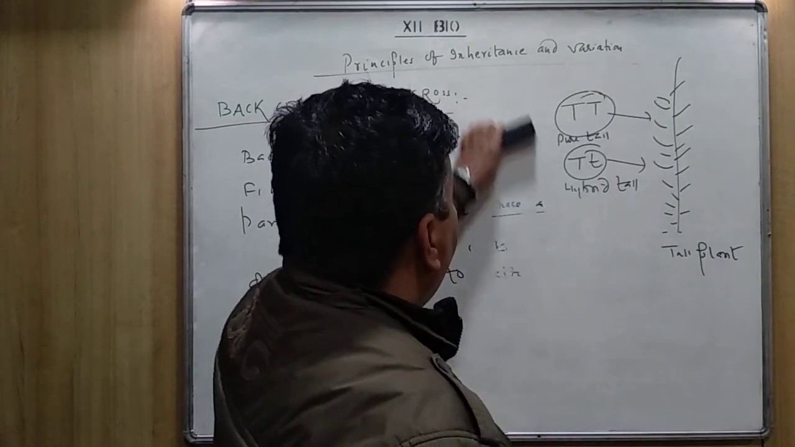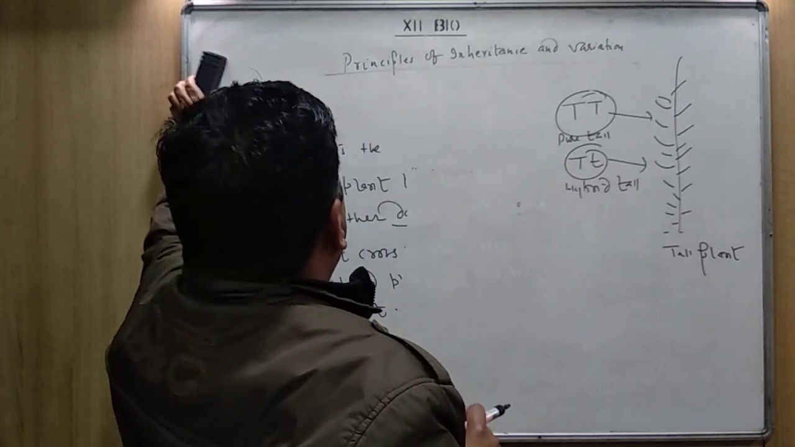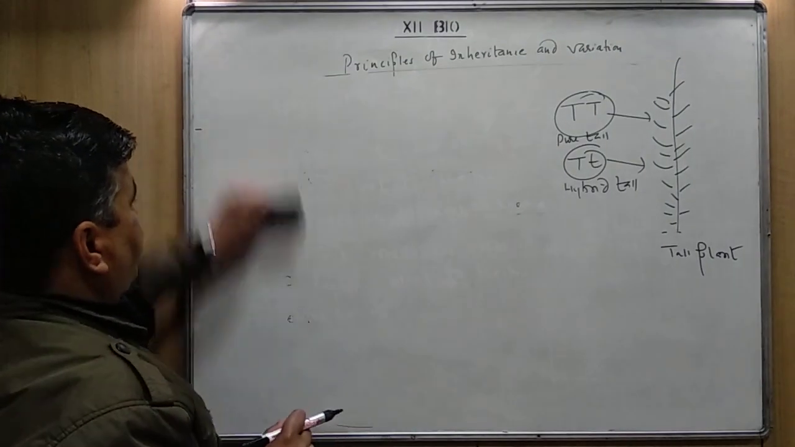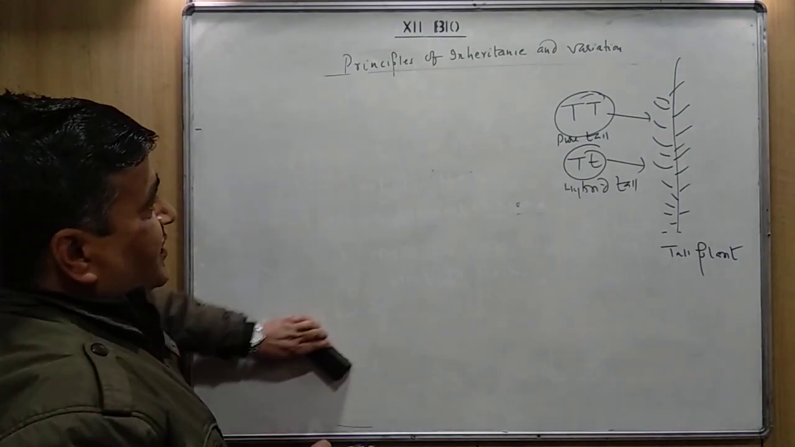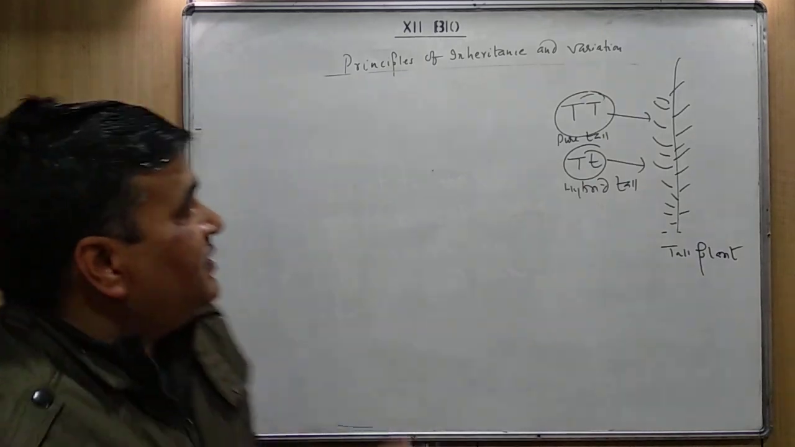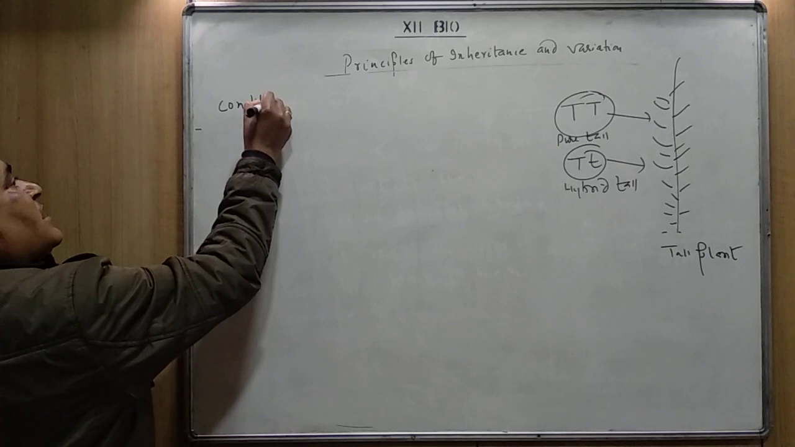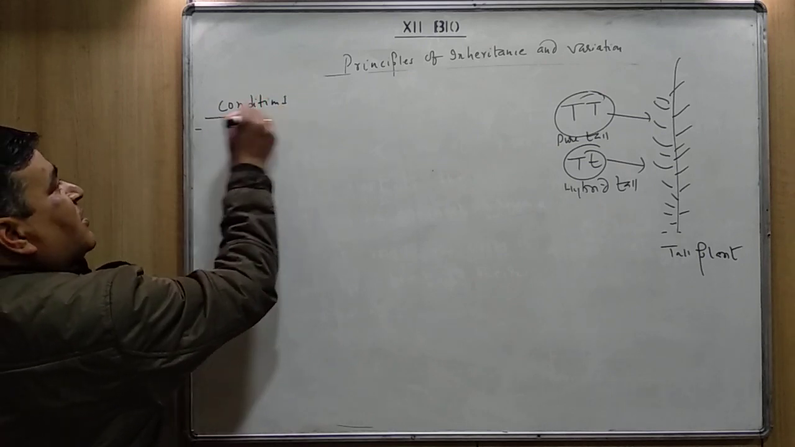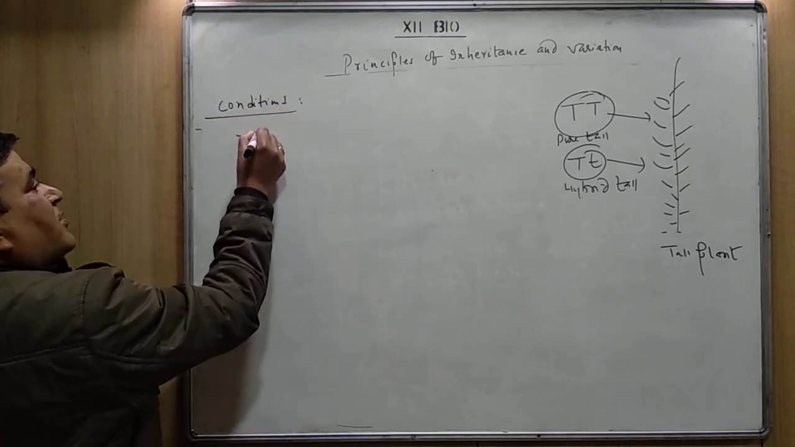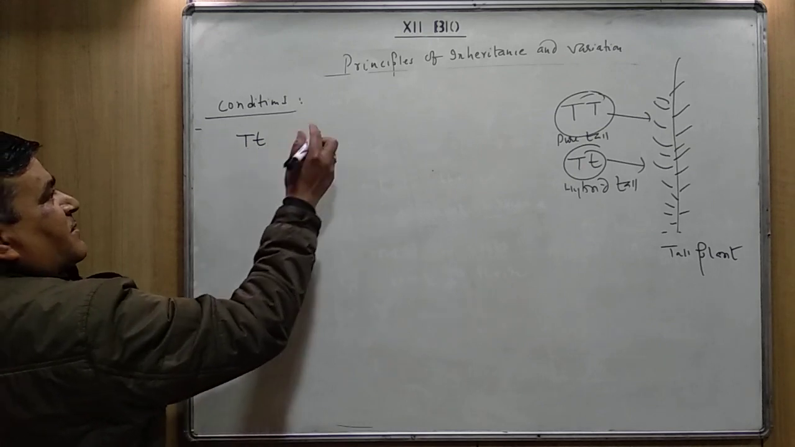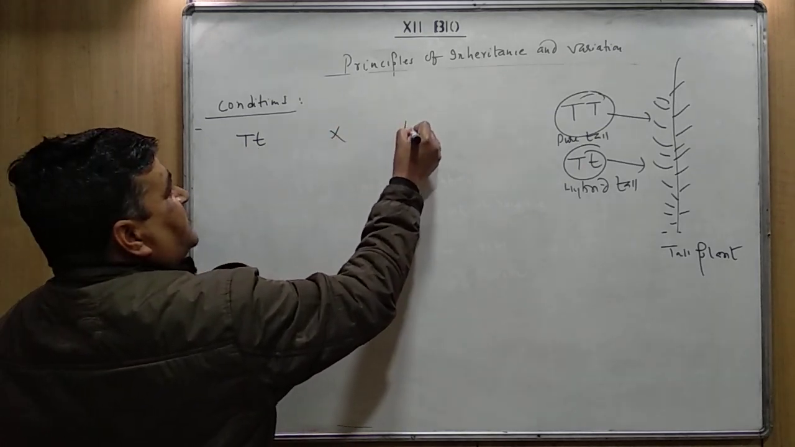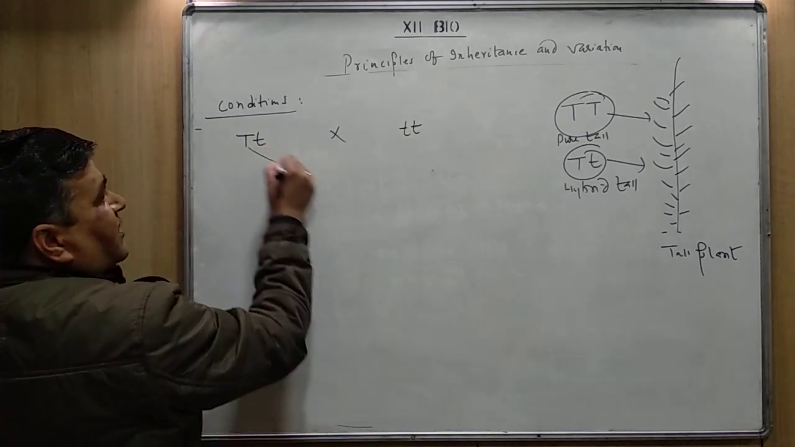I am going to make here the diagram. You can see the condition first. You take this hybrid plant and cross with the recessive one.